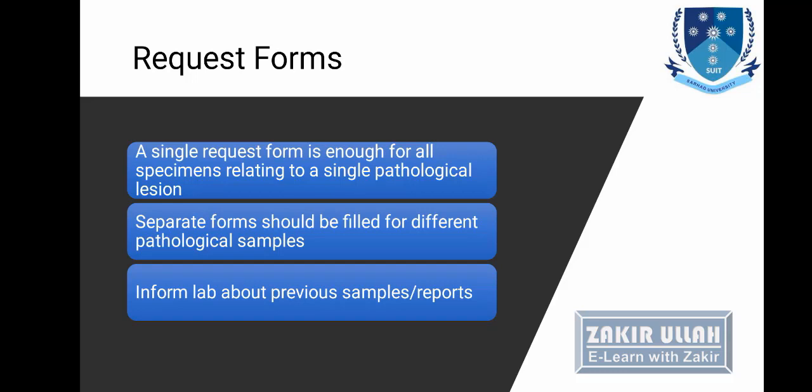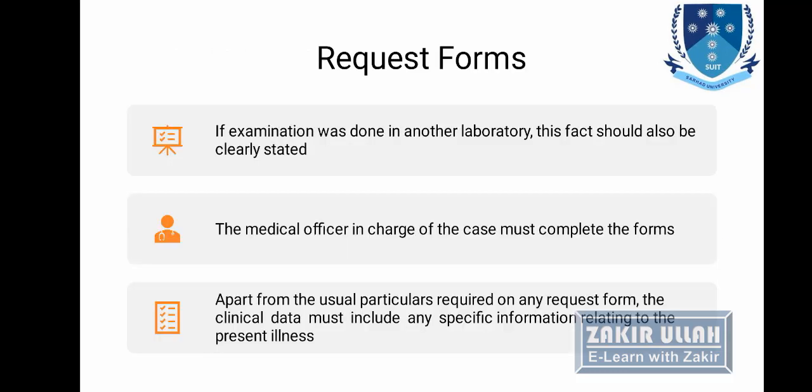When there are two or more unrelated diseases or different diseases, separate forms should be filled for each specimen, and that specimen should be mentioned on the request form. If there are any previous samples or any previous reports from the same patient, then this should also be stated in the form along with the previous ID and their date and their reports. And in case the investigations were done in another laboratory, then it should also be stated in the request form that the investigations were performed in a laboratory other than this one.